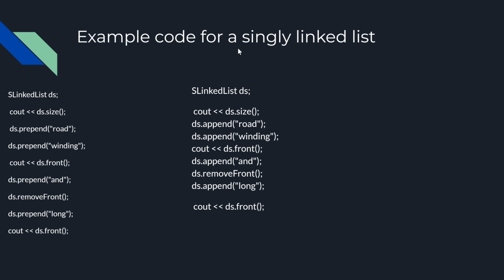Example code for a singly linked list. Count, ds.size, ds.prepend, ds.remove front, ds.append, ds.front.